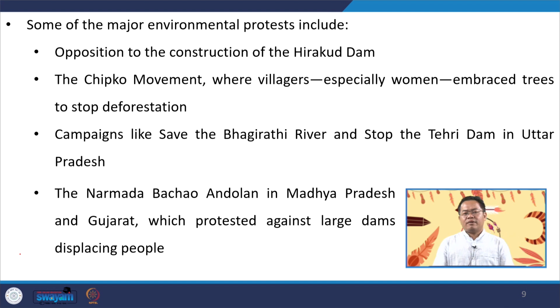Now, India has a very rich history of environmental movements, and it is impossible to talk about all of them. In the later part of this presentation, we will specifically look at two movements which are very significant. Before that, some of the very renowned movements that we have seen in India are: one, the opposition to the construction of Hirakud Dam; two, the Chipko movement in Uttarakhand, where villagers, especially women, embraced trees to stop deforestation; third, campaigns like Save the Bhagirathi River and Stop the Tehri Dam in Uttar Pradesh, now in Uttarakhand; and the Narmada Bachao Andolan in Madhya Pradesh and Gujarat, which protested against large dams displacing people.